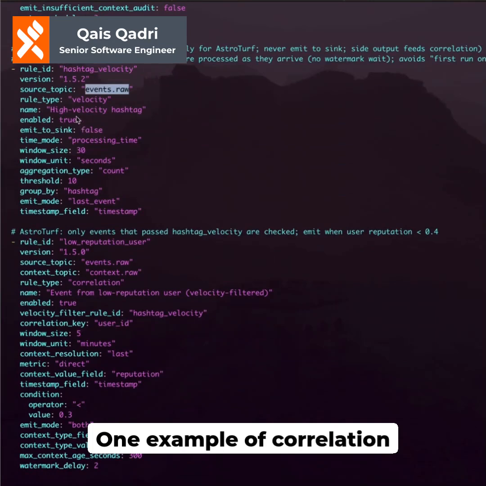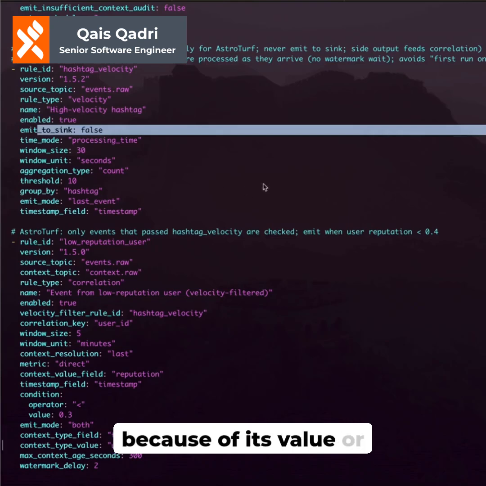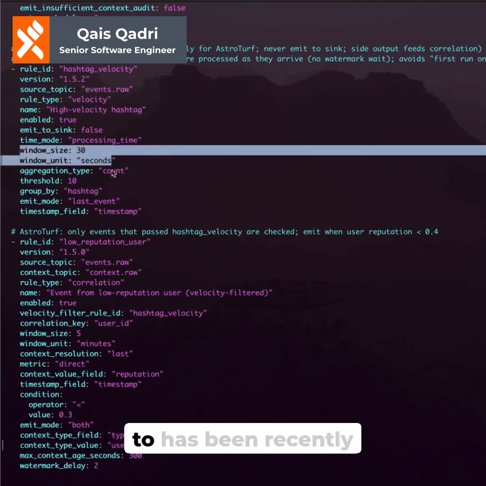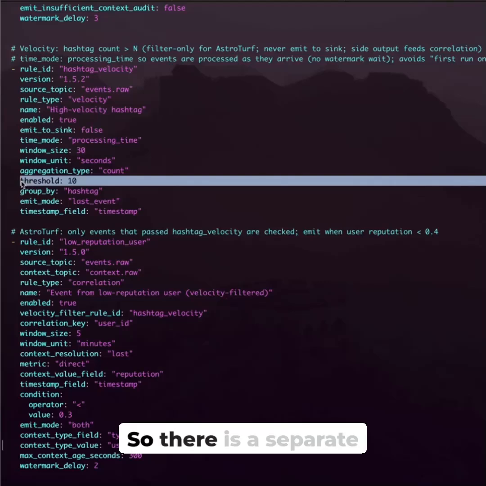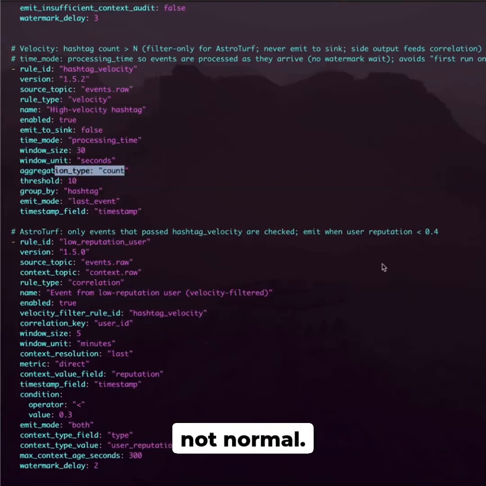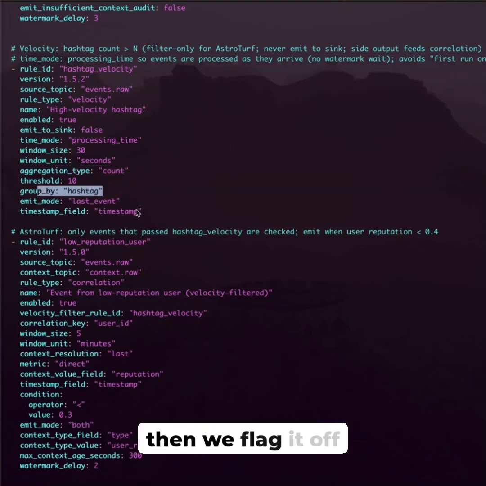One example of correlation would be, for example, this transaction that is going through looks suspicious, not just because of its value or how past transactions happened, but because the account this transaction is being made to has been recently created. So there is a separate context around it which tells you this is not normal. There is some additional context which adds meaning to this event, and then we flag it accordingly.